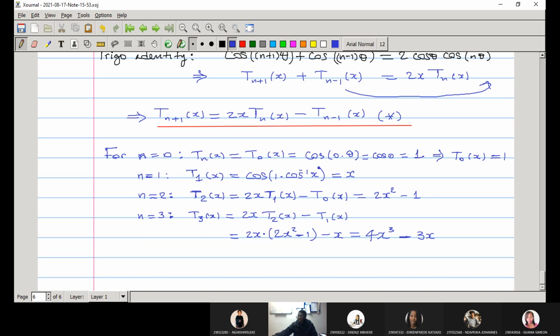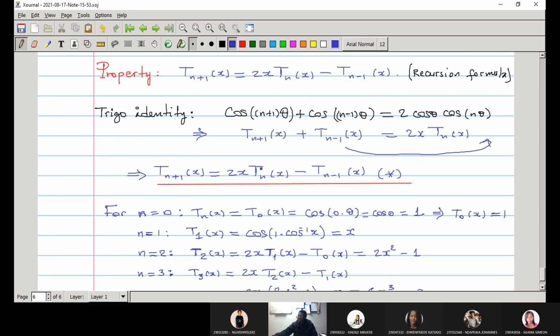So by recursion, you can use proof by induction. If you use proof by induction, you'll be able to prove that this one is of degree n.